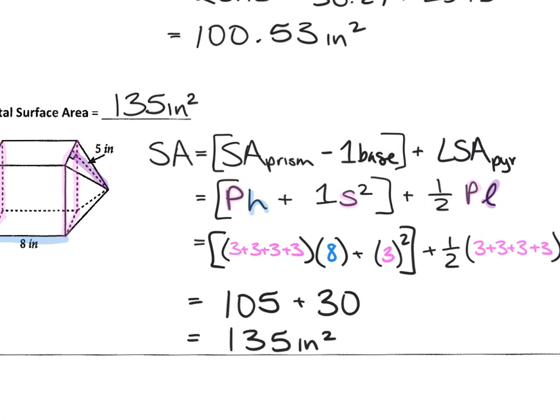So the main gist of this is if you have a composite figure that I'm asking for surface area, make sure you don't accidentally add too many pieces. Honestly, look at it and see which sides of it you'd have to wrap with wrapping paper if you were wrapping a gift. That's surface area.